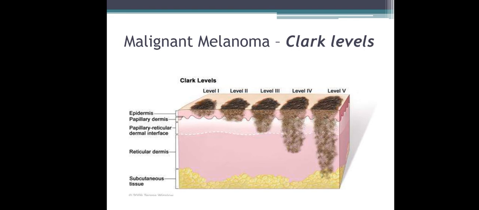Another terminology you will come across in your textbooks is Clark levels. Clark levels is another term for prognostication of melanoma of the skin. It is the same thing, but according to the levels of invasion. If just the epidermis is involved, it is level 1. If it involves just the superficial papillary dermis, that is level 2. If it involves the deep papillary dermis, that is level 3. Level 4, it is invading the reticular dermis. Level 5, it invades the subcutaneous tissue. So this is the Clark level for malignant melanoma.